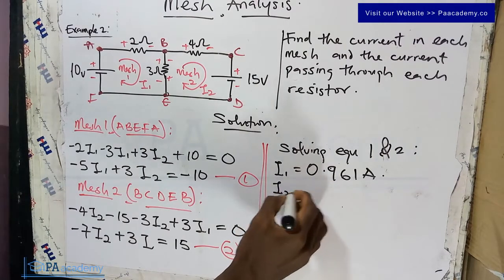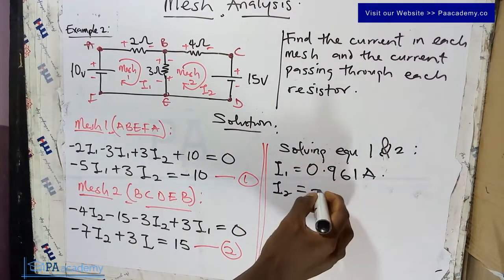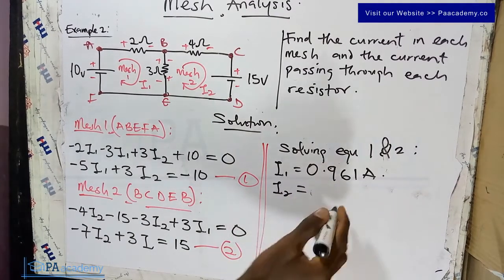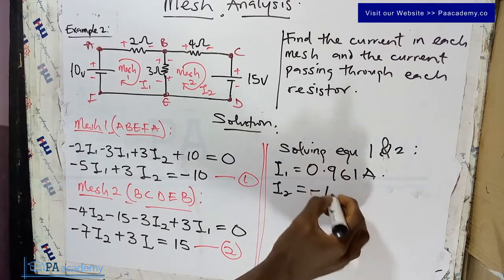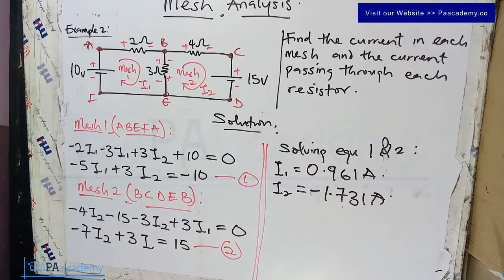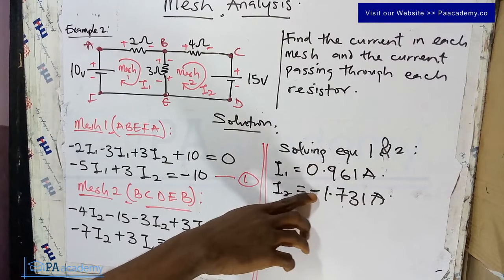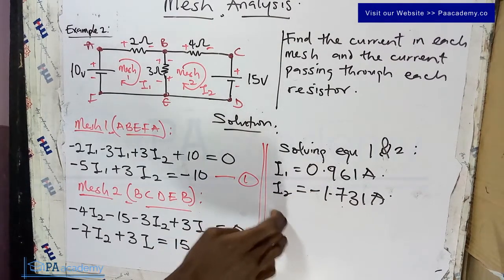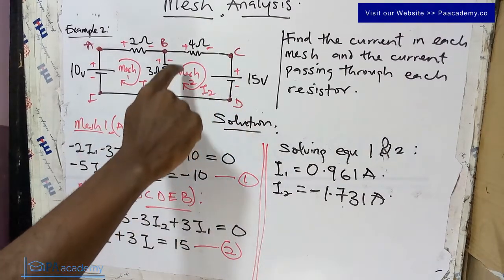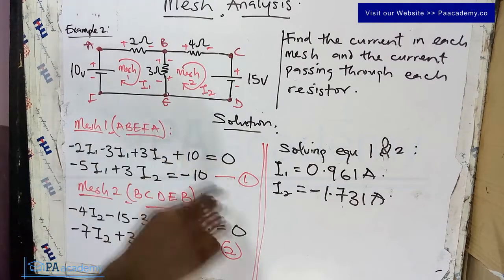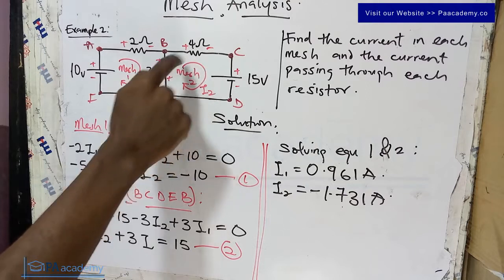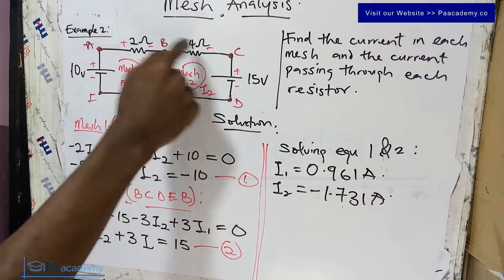And then for I2, sorry, it's going to give us minus 1.731 amperes. Now, like I said, there's a little difference here because we have a negative value. What it simply means when the value of your current is negative is that for this particular I2, we assumed a clockwise direction. Now that we have a negative value for mesh 2, that means the current is actually not flowing clockwise, it's flowing anti-clockwise.